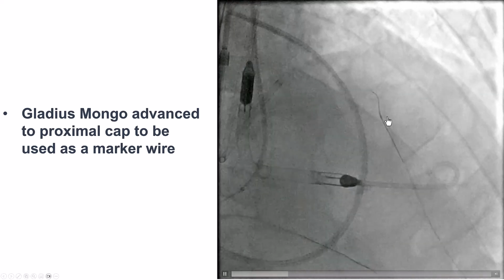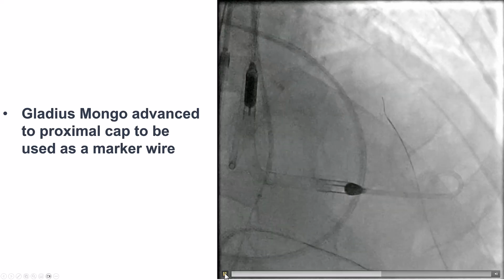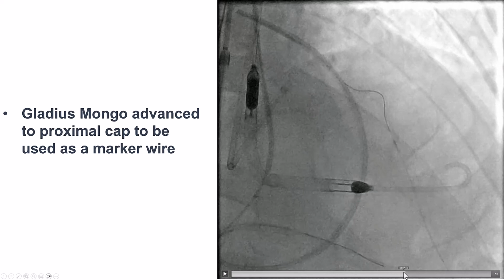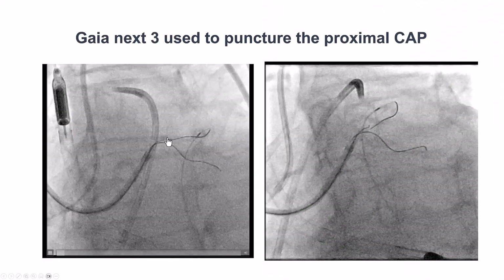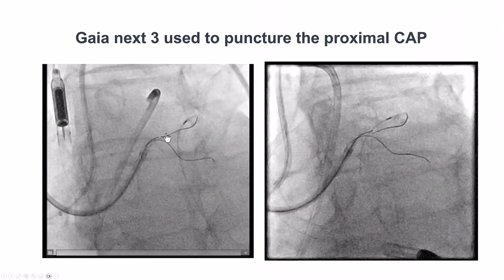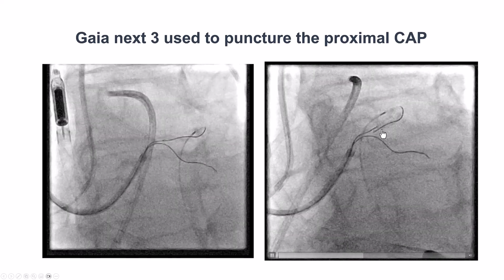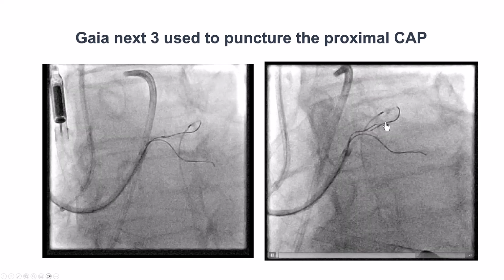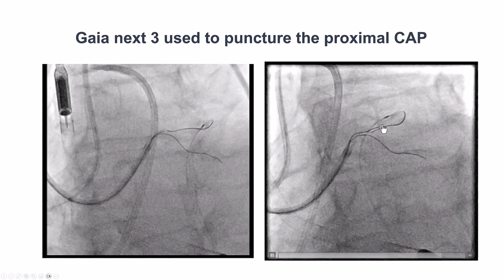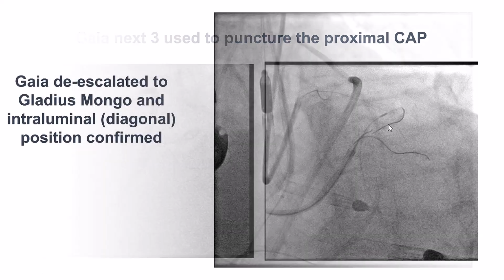So we decided not to advance other equipment, but we decided to leave that wire, the retrograde wire, in place and use it as a marker of the position of the LAD to allow antegrade crossing. And here we are. We see that the two wires, the antegrade and the retrograde, are next to each other. And we were then able to advance the antegrade guidewire that seems to be coursing along the side of the retrograde extraplaque wire.